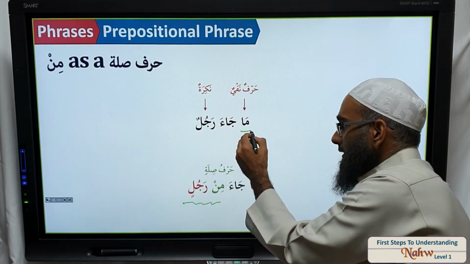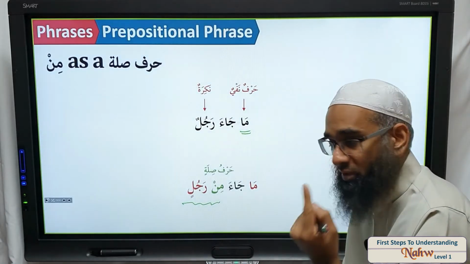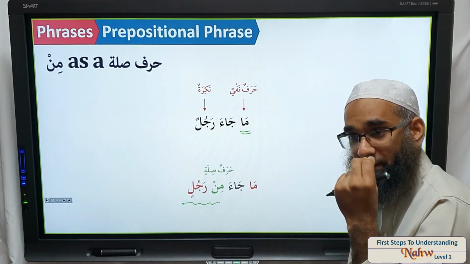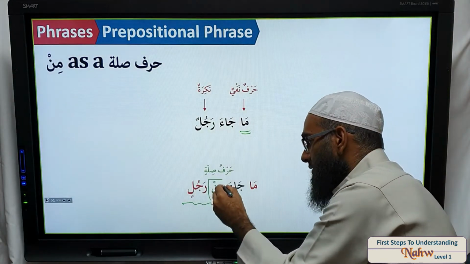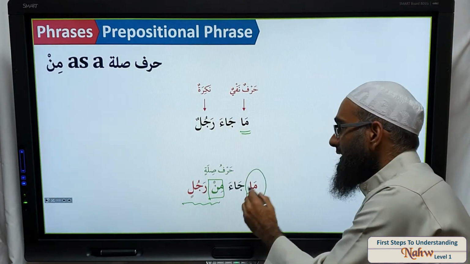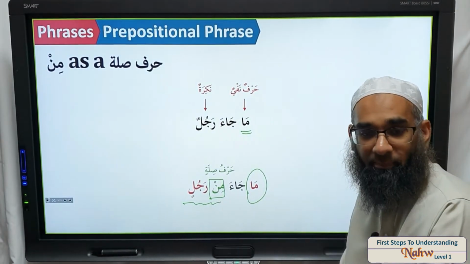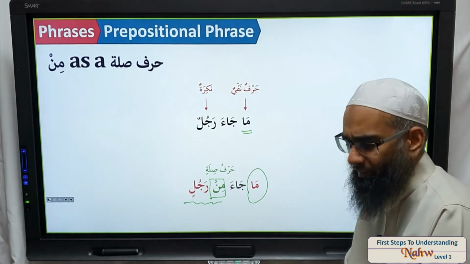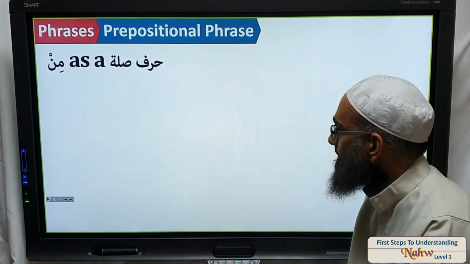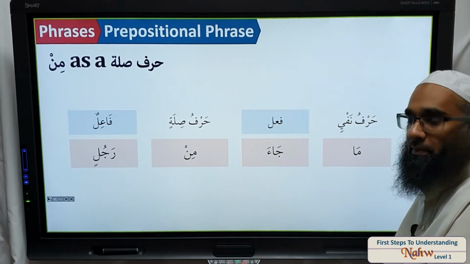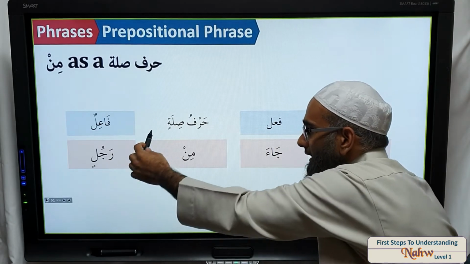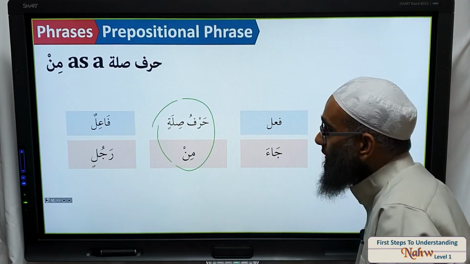So condition number one, if there's a harf nafyin, and the word you want to emphasize is nakira, then you can add the harf sila of min before the nakira word, provided there's a negative particle in the sentence. Then this becomes emphasis. Whether it's ma, lan, laysa, any negative particle. And the tarkib is the same thing. You have the harf nafyin, the fi'l and the fa'il, and then we use harf sila.